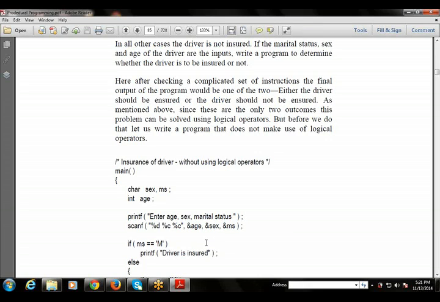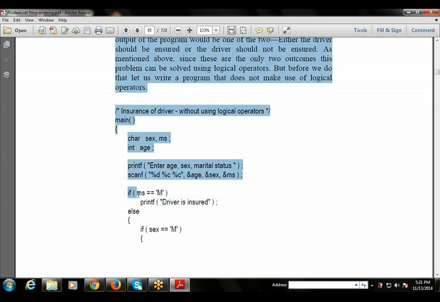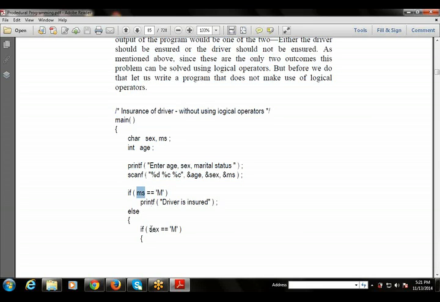Then check the condition of the marital status, that is, if MS is equal to M, that is, if the marital status is M, the driver is married, then printf, the driver is insured. That simply prints the message that the driver is insured. Else means otherwise. First of all, check the condition on the basis of the MS, that is, the marital status.